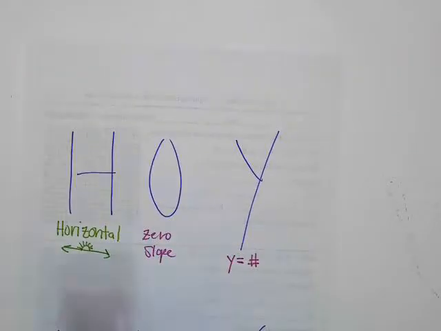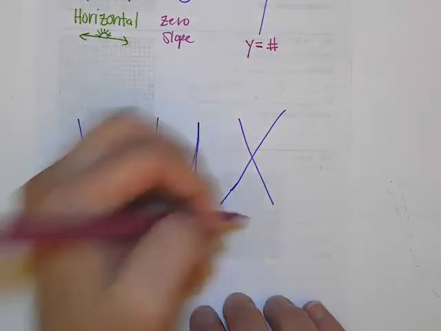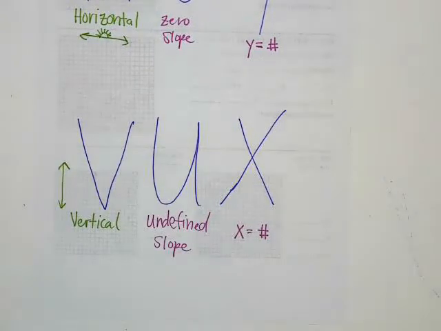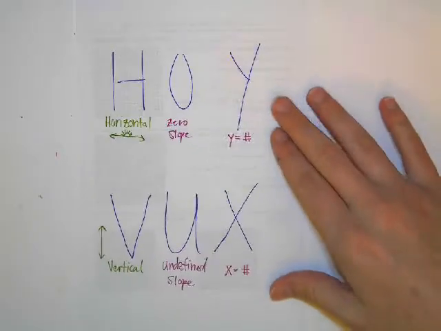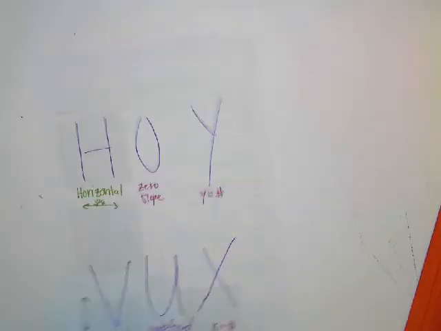So the last letter stands for the equation. Well, if HOY is y equals a number, what do you think BUX is going to be? X equals some number. Just one number. That's all it is. So HOY BUX. Anytime you're talking about straight lines like this, side to side or up and down, you're going to write HOY BUX on your paper. Any questions? All right, flip it over.